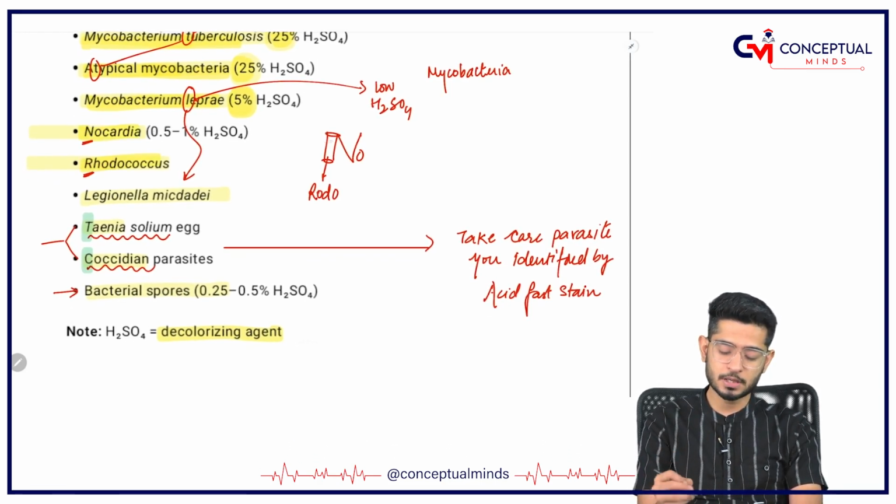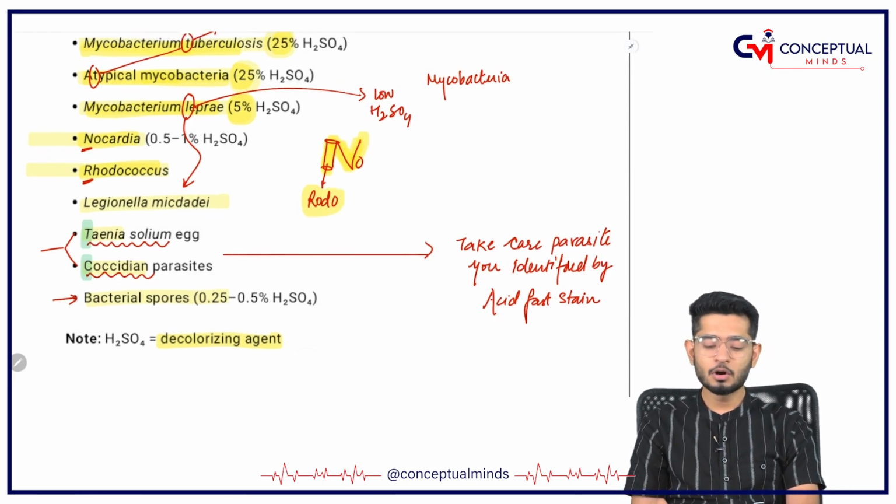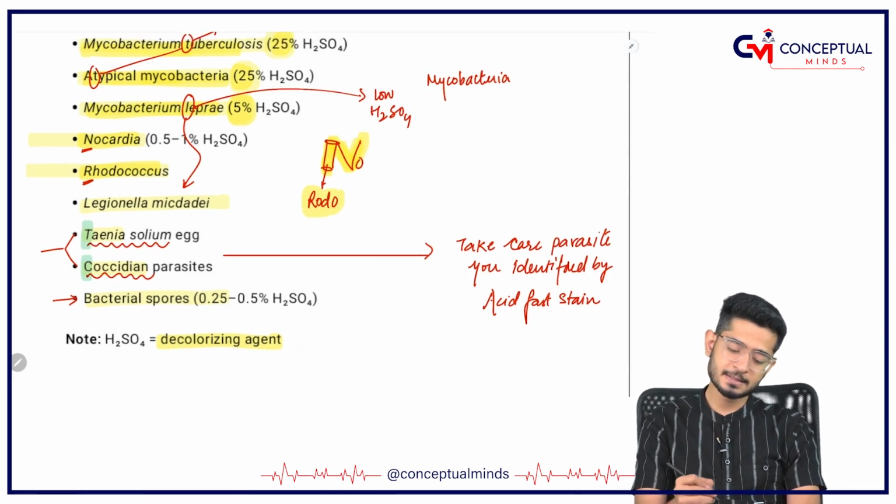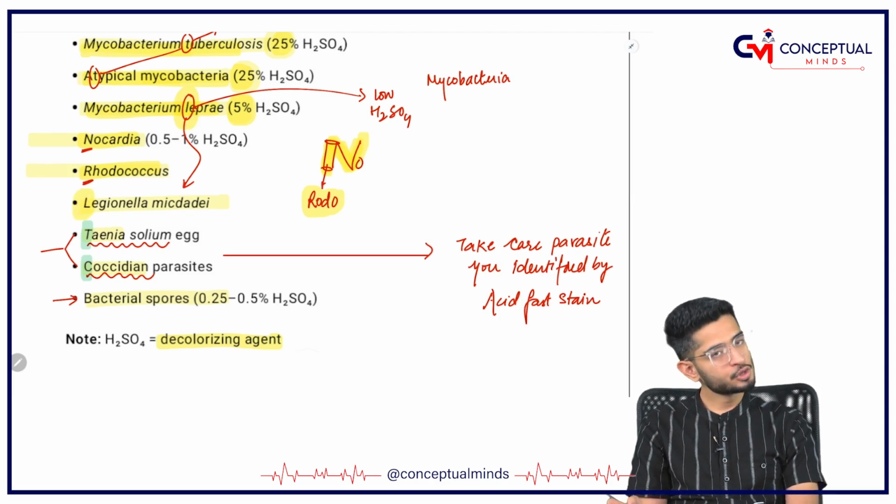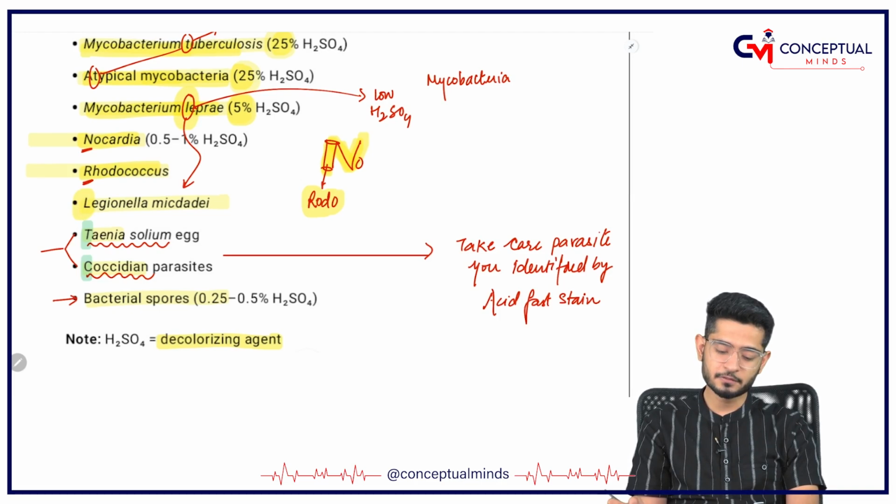Nocardia, Rhodococcus, very important. Can you see I have written no here? No. So this is a rod also which is formed. So Rhodococcus and Nocardia, both of them also utilize acid fast staining. Mycobacterium leprae, L for leprae, L for legionella. So both of them are going to use acid fast stain.